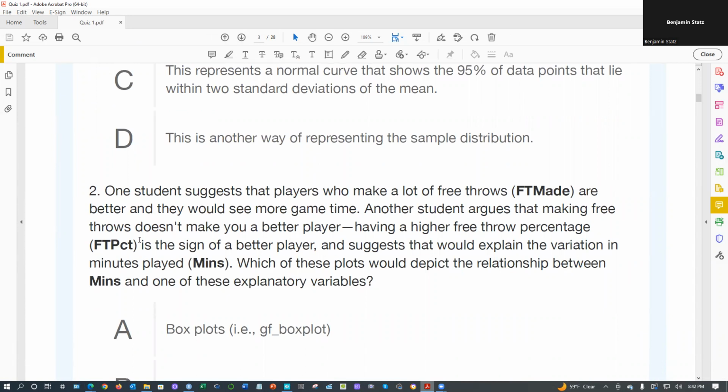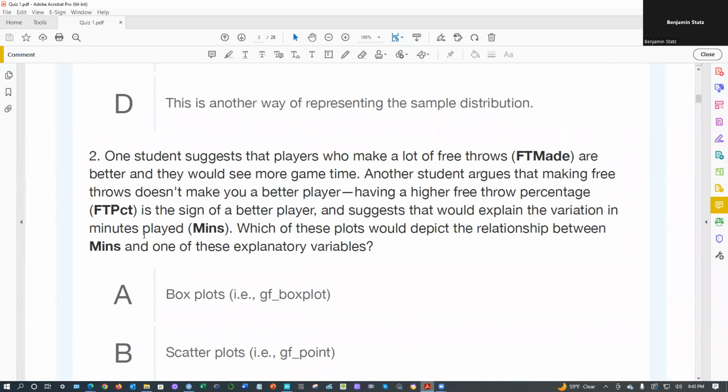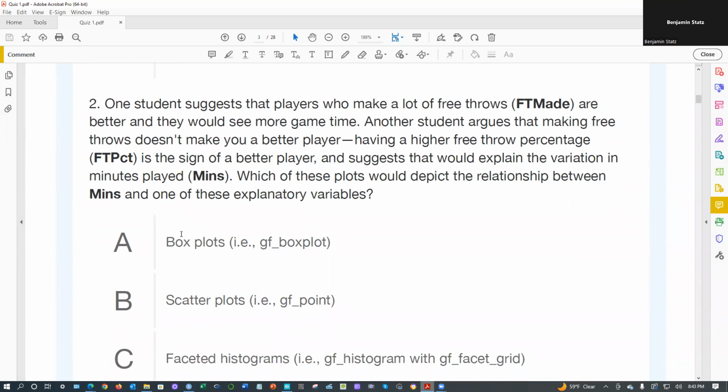One student suggests that the players who make a lot of free throws, FT made, are better and would see more game time. Another student argues that making free throws doesn't make you a better player. Having a higher free throw percentage, FTPCT, is the sign of a better player, and suggested that would explain the variation in minutes played. Which of these plots would depict the relationship between minutes and one of these explanatory variables?